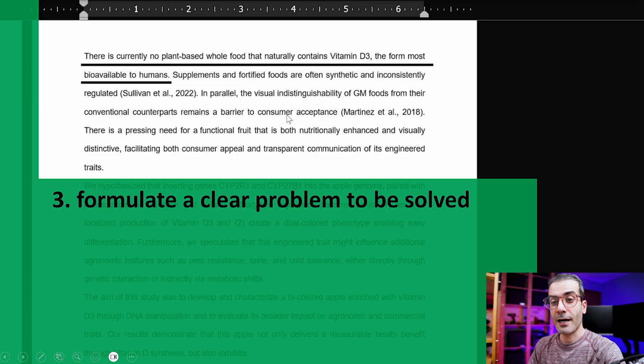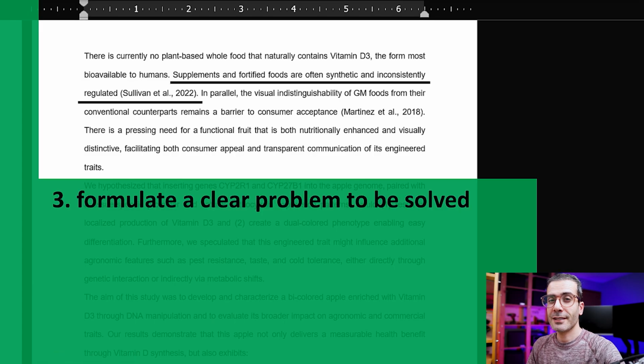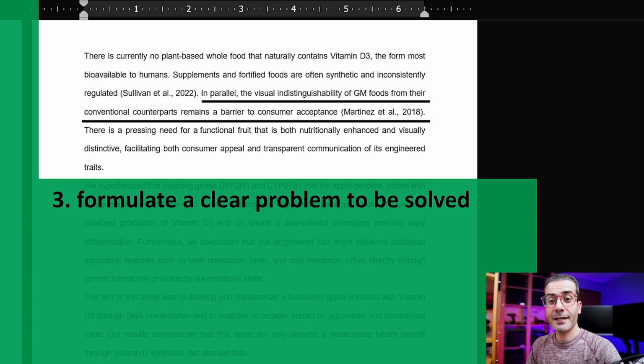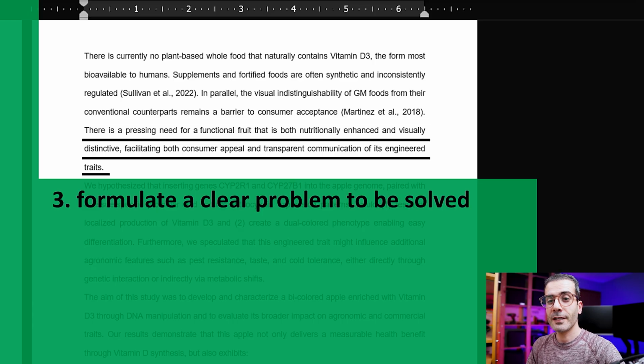So we are gonna spell out the gap of the existing food options, and then we are gonna critique the current solutions, saying that they are not good enough. And next, we are gonna point out the lack of visible difference between the genetically modified fruits or any products can hurt the trust. And finally, we are gonna wrap up the problem and say why we do need the function and the form at the same time. So this is gonna be the third key point.